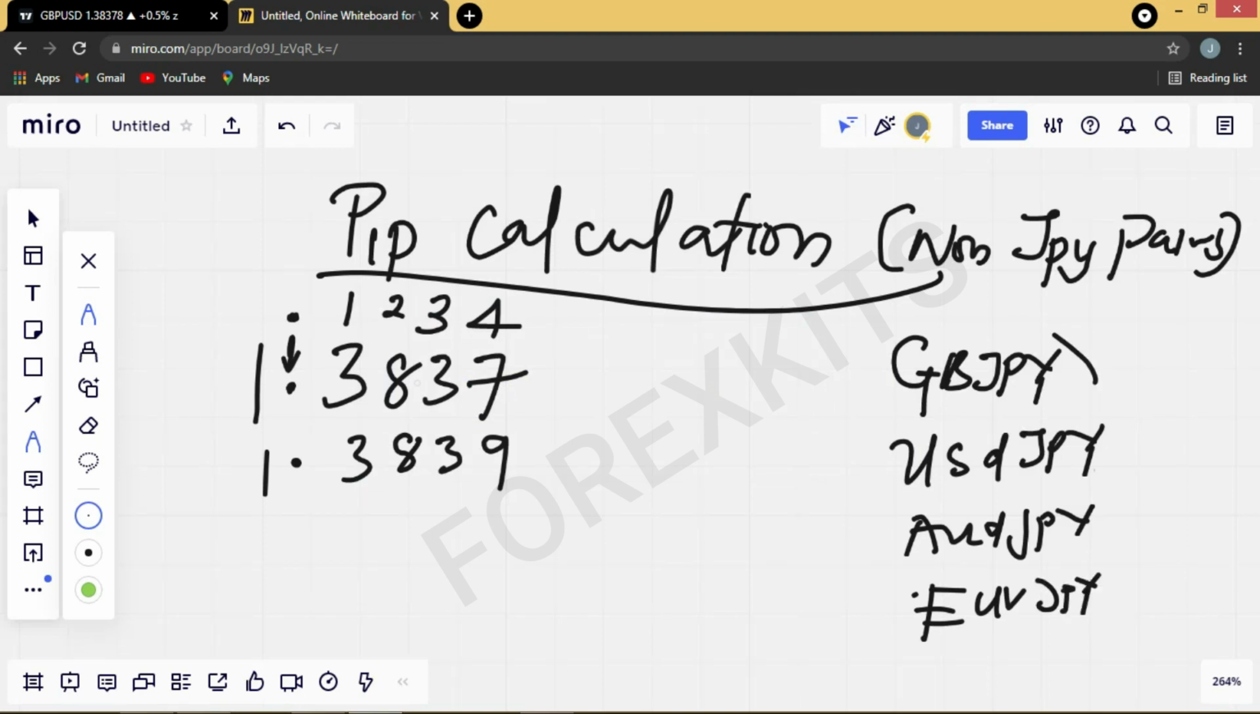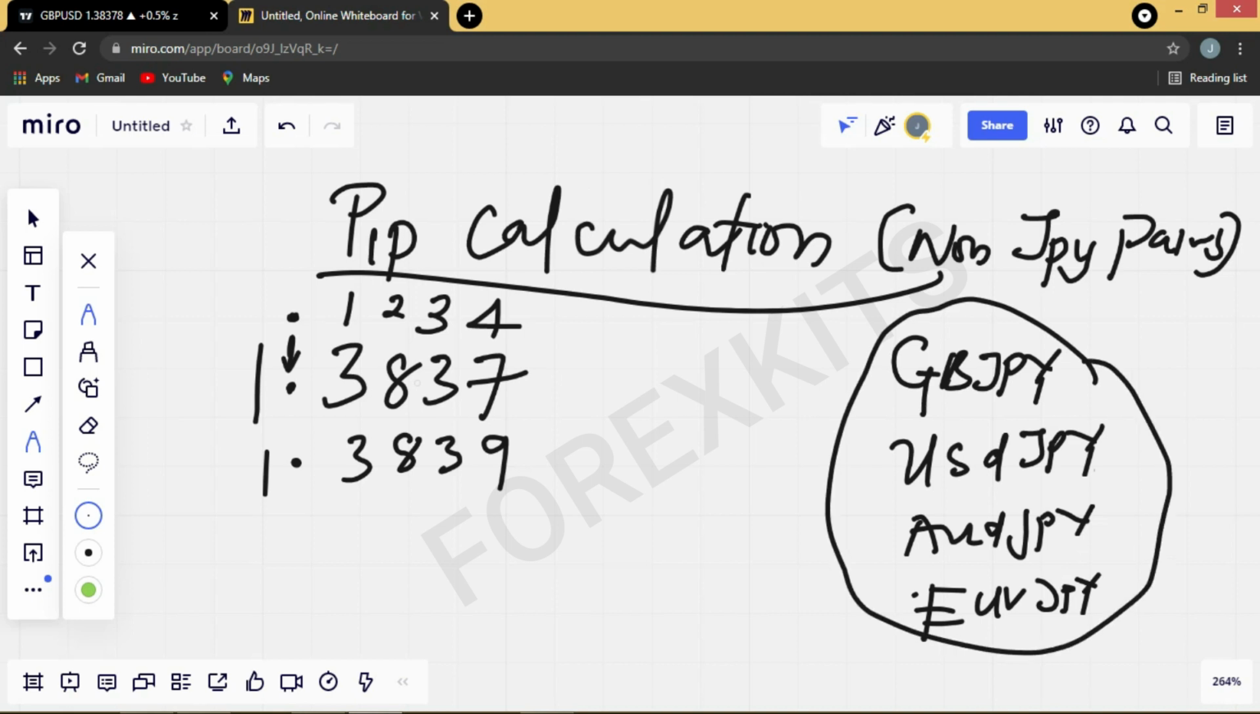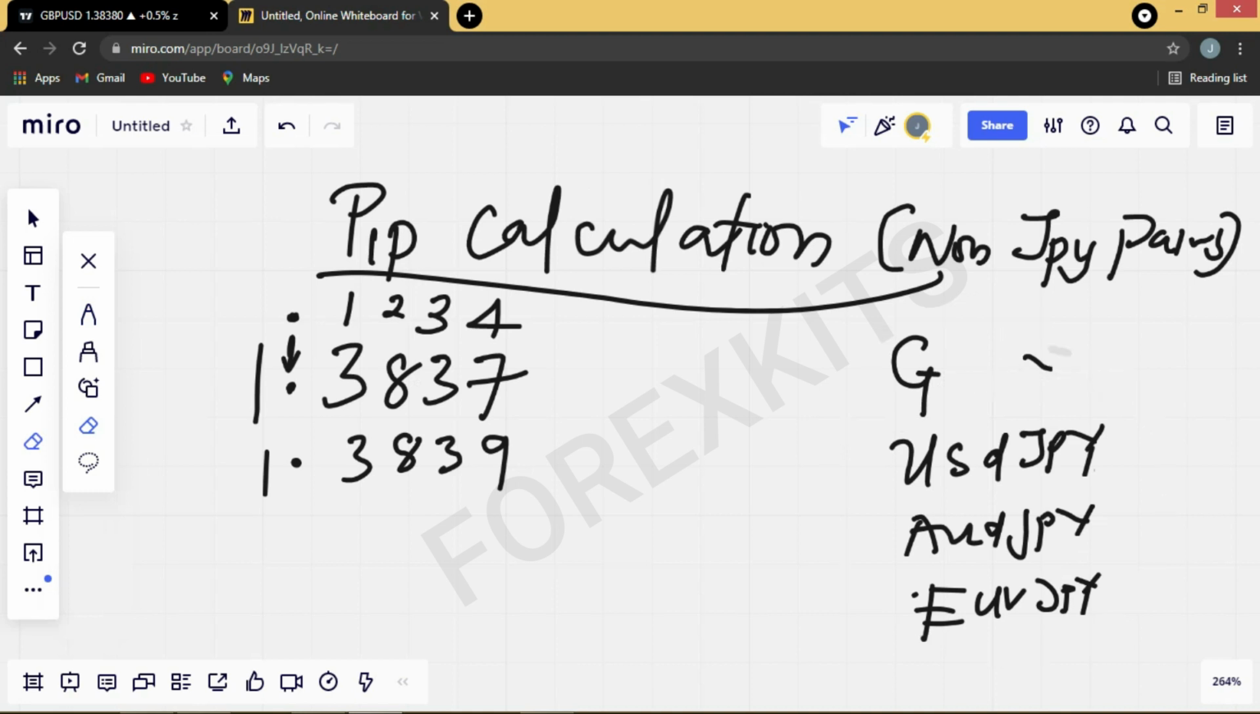Any currency pair that has JPY as a core currency, the pip calculation that we are doing right now is not what works for it. We'll go into that shortly. We'll tell you how to calculate pips or pip difference on JPY pairs. But for now, let's just stick with how to calculate it on regular currency pairs.